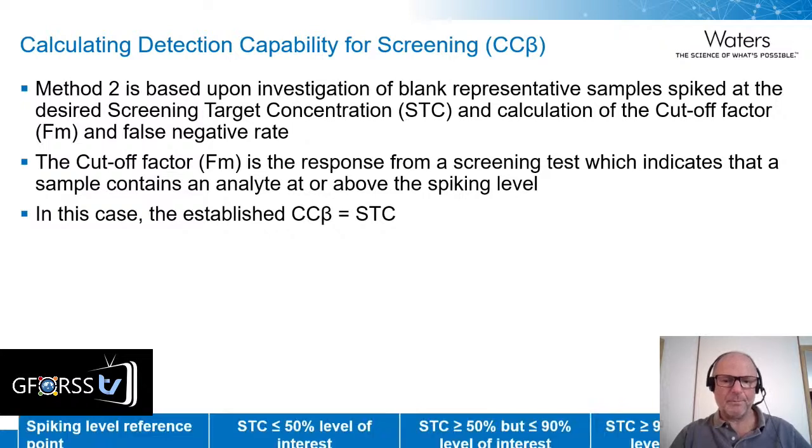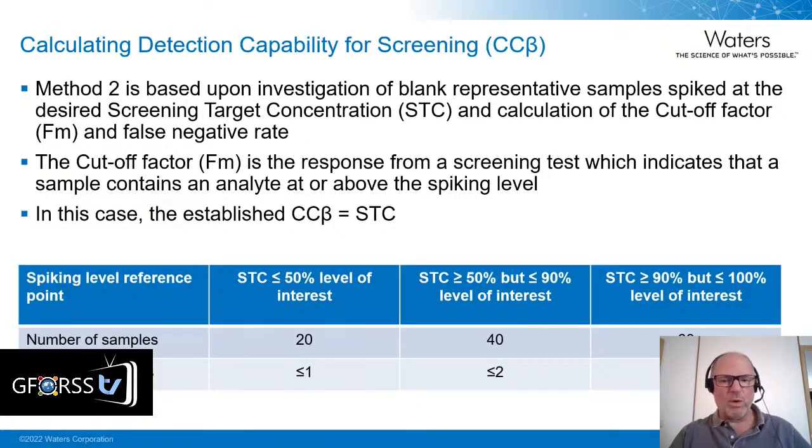So in terms of numbers of samples required for this approach, it depends upon the spiking level used. In our case that I'm going to show you here, the screening target concentration was always less than or equal to 50% of the MRL. So we used 20 samples. And then our assessment rate is that only one of those 20 samples can be shown to be a false negative.